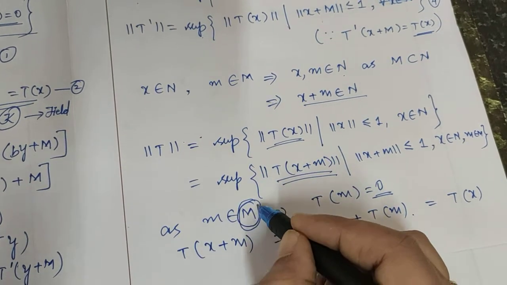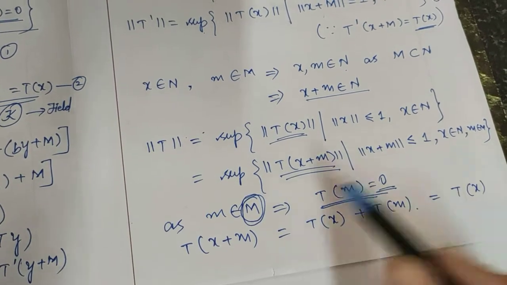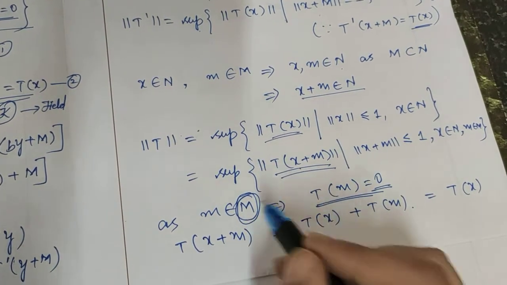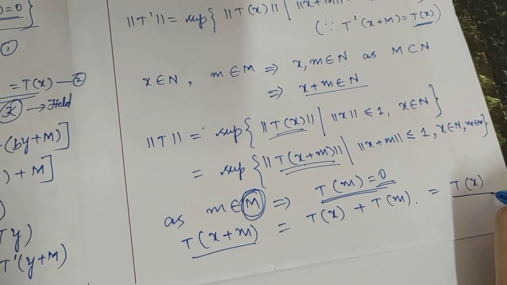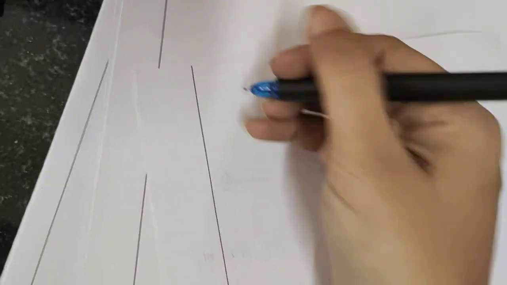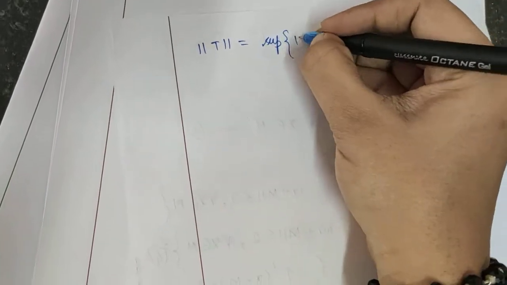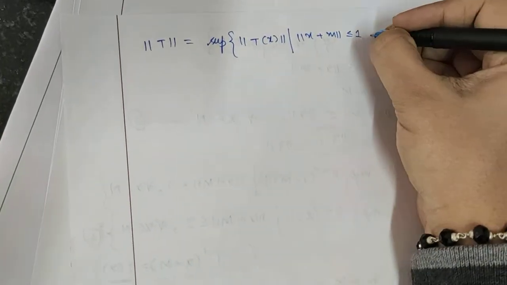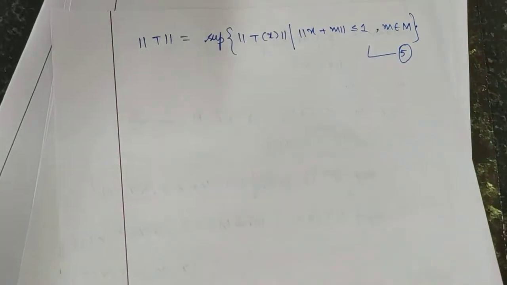If they have not given m as a null space, then I cannot map this vector to a 0 vector. Then it may be equal to T of x plus m or may not be equal. But since they have given that m is a null space, I can say that T of x plus m will be equal to T of x. Okay. So now our norm T will be equal to supremum of norm T of x such that norm x plus m is less than or equal to 1 and m belongs to null space m. I will call this equation number 5.